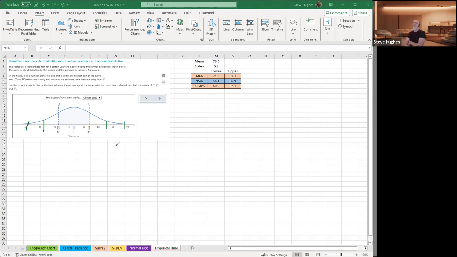So both of those questions go right together. Obviously this graph is symmetrical. You can see from looking at it, it's the normal distribution. Therefore, it's symmetrical about the mean.